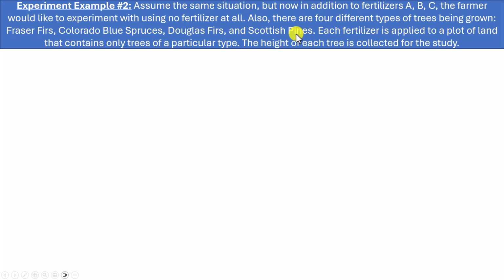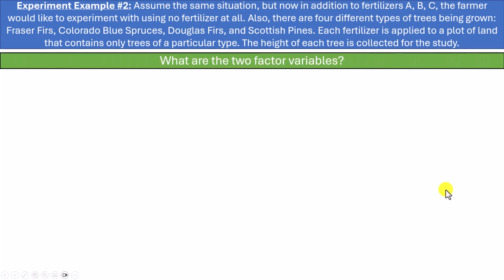I have no idea if these are actual trees. These are the trees that were used in the Grand Valley textbook for this example. So each fertilizer is applied to a plot of land that contains only trees of a particular type. So that's actually different than the previous example. In the previous example, we applied the fertilizer to each tree, and now the fertilizer is applied to a plot of land that only contains a particular type of tree. The height of each tree is then collected for this study.